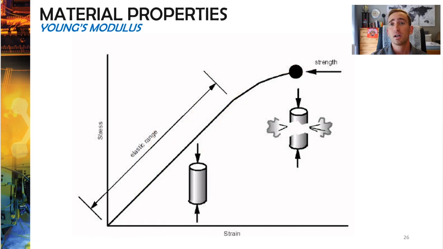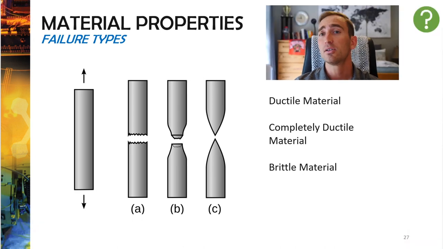So ultimately, Young's modulus and the stress strain curve will show you how much material stretches relative to how much force is applied to it. And ultimately, what it'll reveal to you is the strength of a material when it fails. So usually the end of a stress strain curve is when the material broke in half and couldn't support any more load. Let's take a look at some different examples here where we've got a material and we're pulling it apart and it failed in either way A, B, or C.